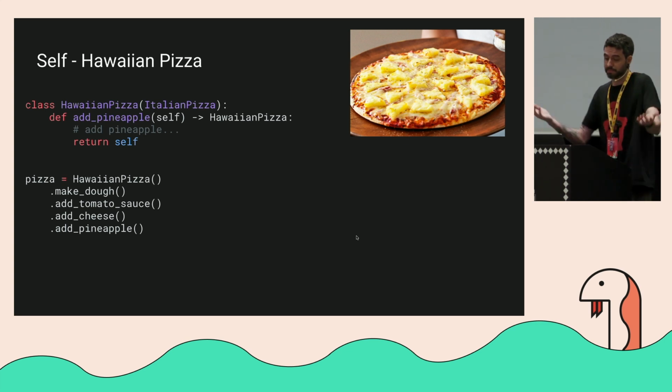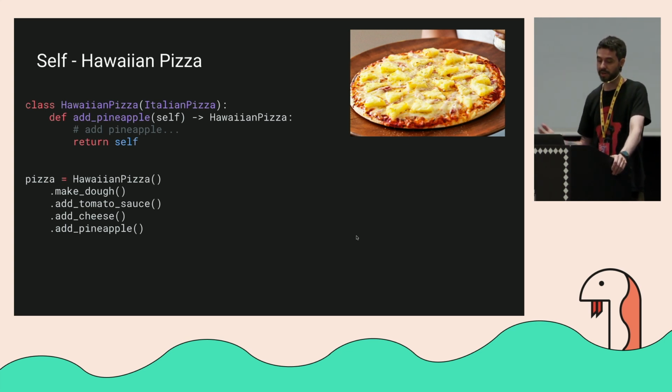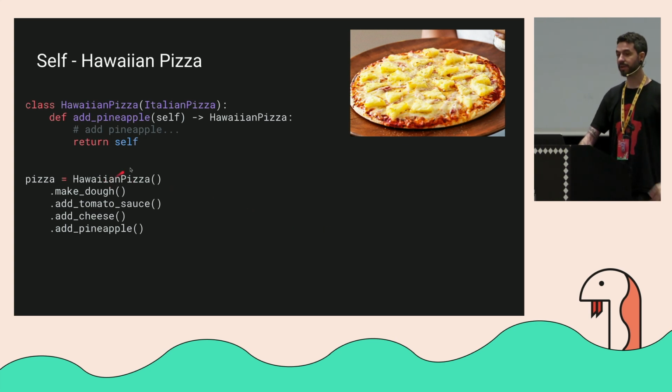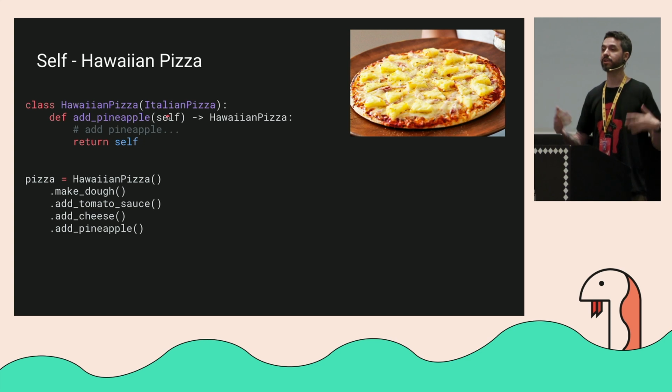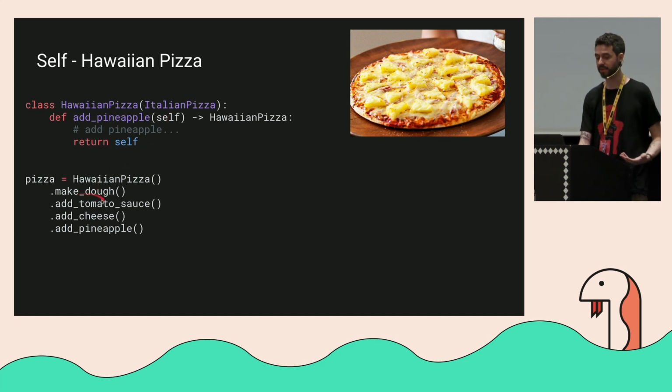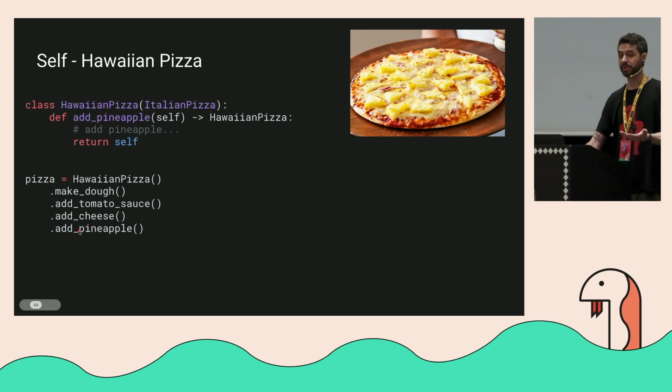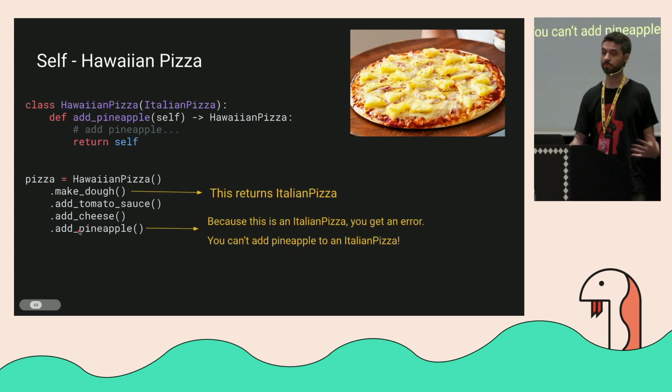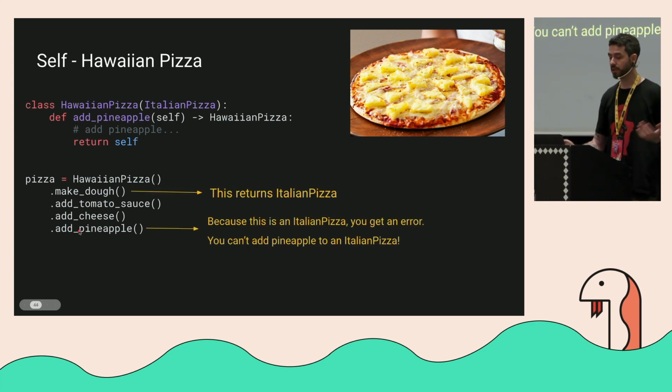And yeah, so what is the deal with the Hawaiian pizza? They will want to add pineapple. And when we try to make the Hawaiian pizza, it's still trying to be made like an Italian pizza. So it will still try to make the dough, add tomato sauce, add cheese, but try to add pineapple after. What is the issue here?